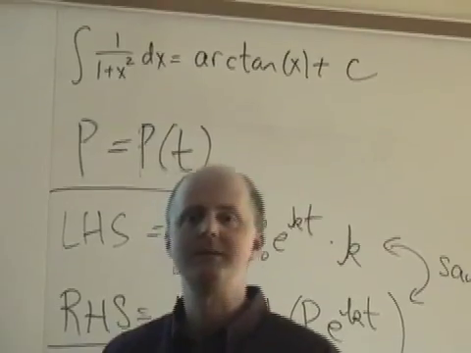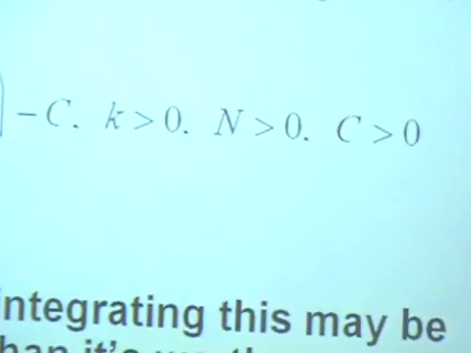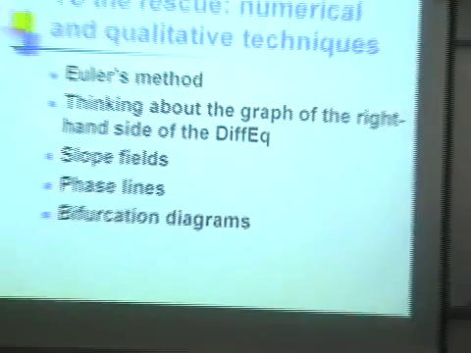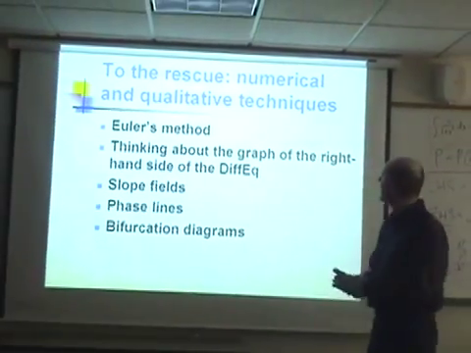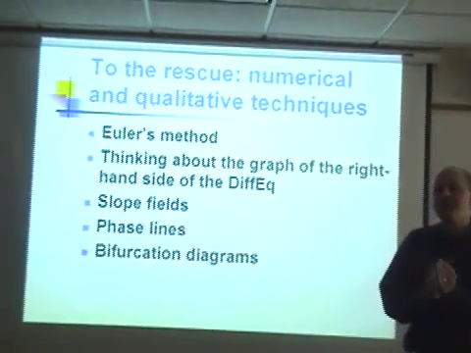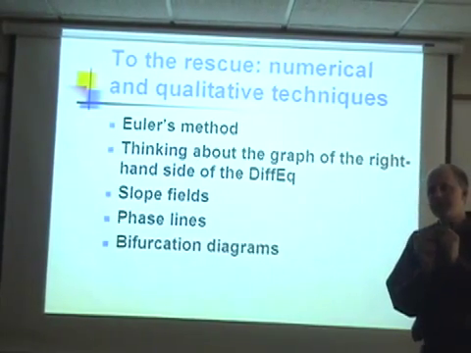So do we give up? Does that mean we don't think about equations like this? Do we not think about hard equations? No, we don't give up. What we do instead is we change our methods. To the rescue, numerical and qualitative techniques. Now I'm going to teach you a little about numerical techniques, mostly focusing on something called Euler's method, because Euler's method is the most intuitive technique.